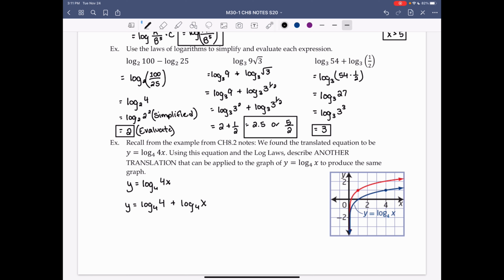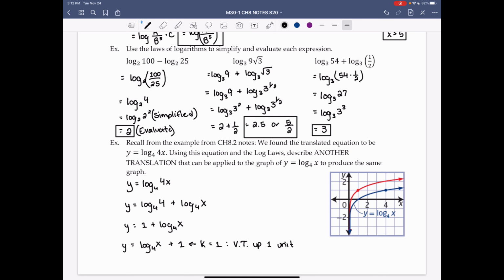Then we can evaluate log base 4 of 4, that just is 1, so y equals 1 plus log base 4 of x. And I can switch the order of the 1 and the log, so I get y equals log base 4 of x plus 1. What does this 1 represent in terms of transformations? That's a k value equal to 1, which means a vertical translation up 1 unit.